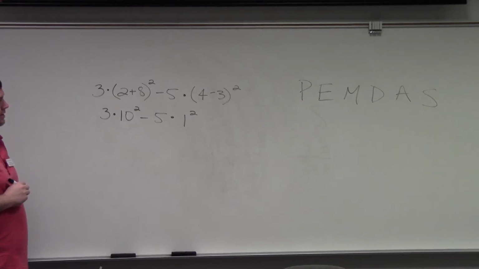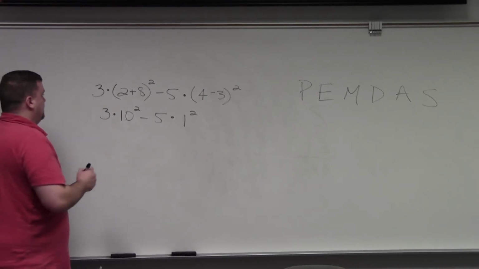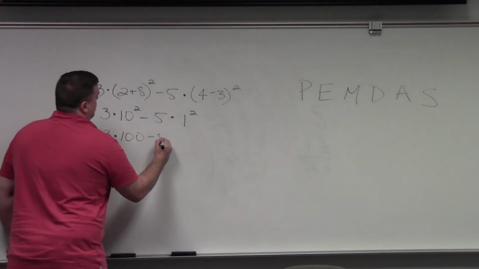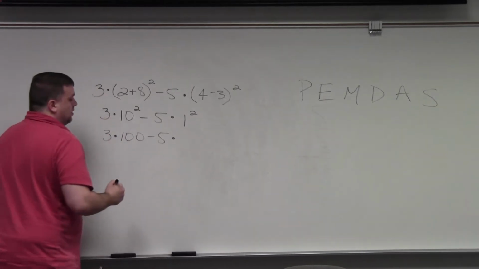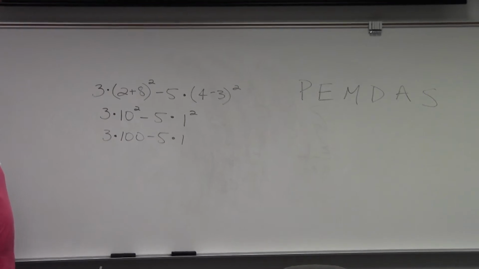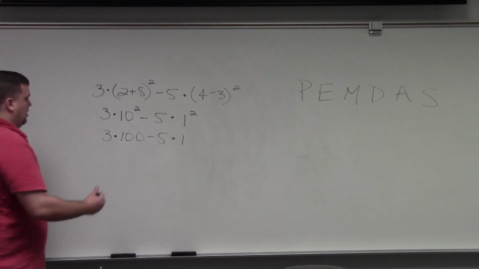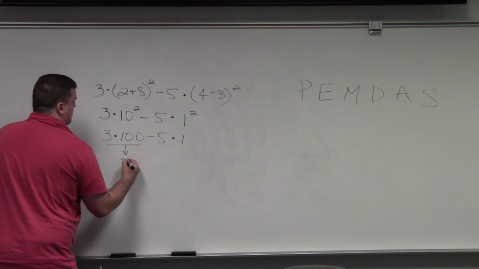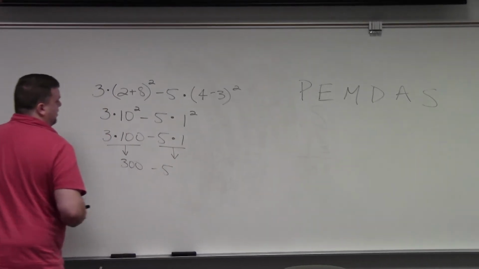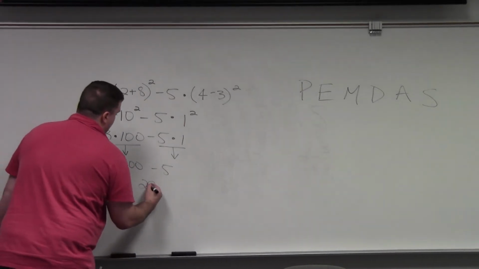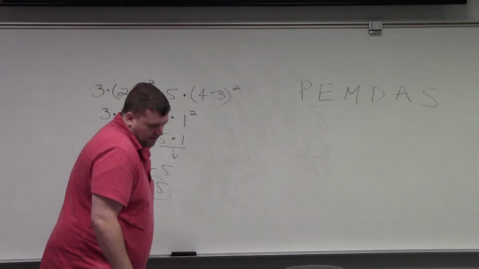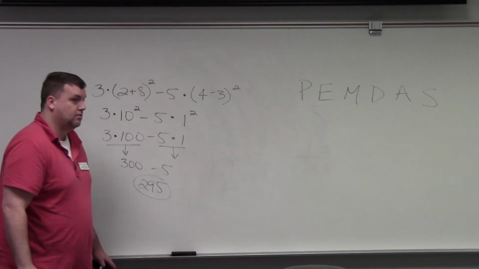Take care of parentheses. So our next step is exponents. So I have 3 times 100 minus 5. What's 1 squared? 1. Now we have multiplication and subtraction. Which one comes first? So 3 times 100? And then 300 minus 5 is? 295. Not too bad. Everybody good on that?